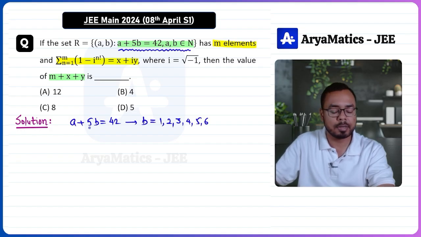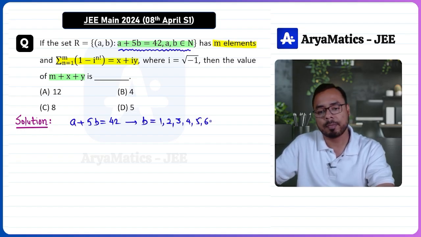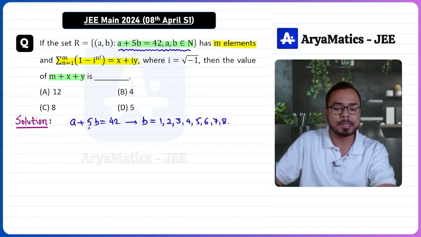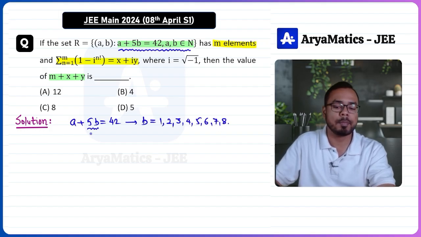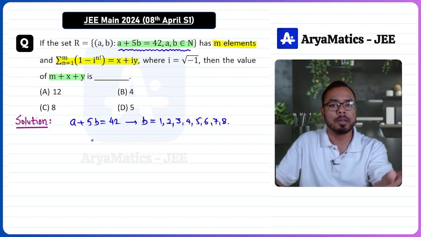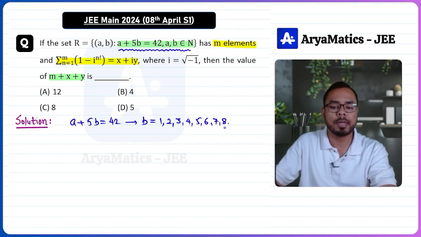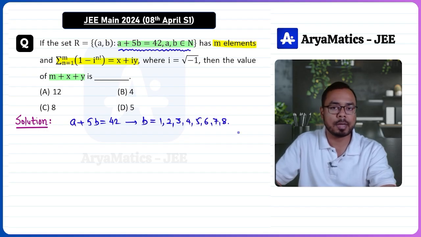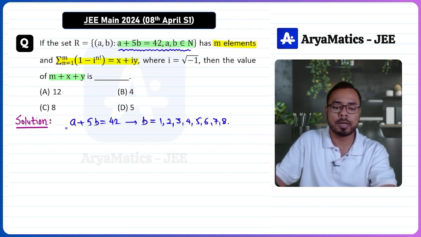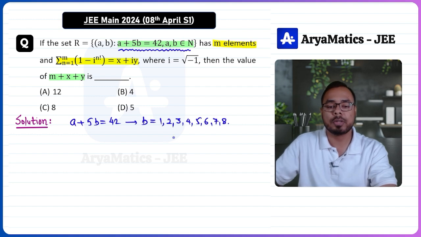If I take 6, then we'll get 30, so a will be 12, then 7, 8. If I take b as 9, then a will become negative. And remember, we have to keep a and b as natural numbers. So the maximum value of b that you can take is 8. If you take b as 8, a will be 2. And if I take a value bigger than 8, if I take 9, 10 and so on, a will become negative. So these are the 8 different possible values of b.